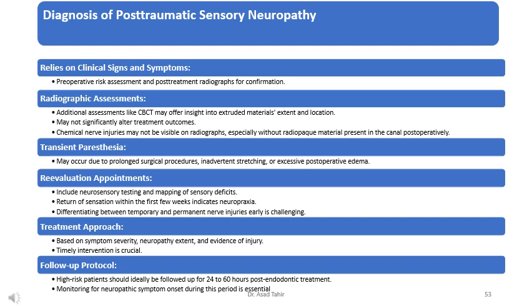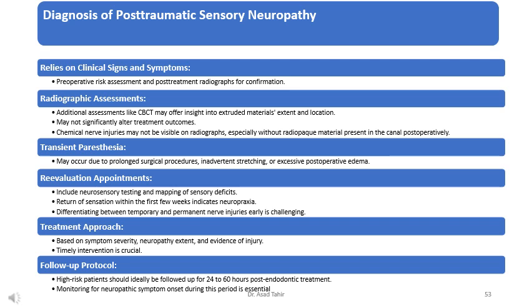Diagnosis of post-traumatic sensory neuropathy relies on clinical signs and symptoms, preoperative risk assessment, and post-treatment radiographs for confirmation. Radiographic assessments: additional assessments like CBCT may offer insight into extruded materials' extent and location, but may not significantly alter treatment outcomes. Chemical nerve injuries may not be visible on radiographs, especially without radiopaque material present in the canal postoperatively.